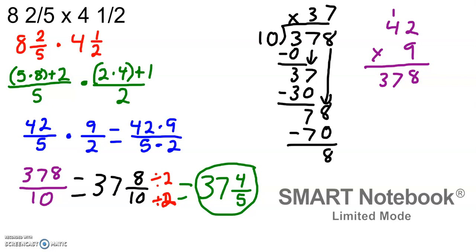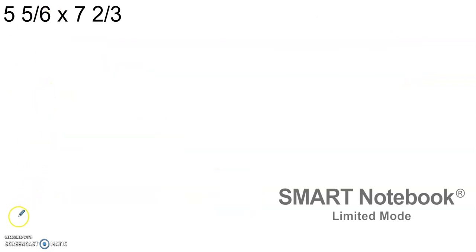Now that we have this down, let's do one more problem together because this process is a little bit harder. So here I have 5 and 5/6 times 7 and 2/3. So I'm going to rewrite it the way I like to see it. And that is written where my numerator is on top and my denominator is on the bottom. And then I'm going to do the same thing for the 7 and 2/3. Okay, so now I'm where I'm used to seeing it and I like seeing it.